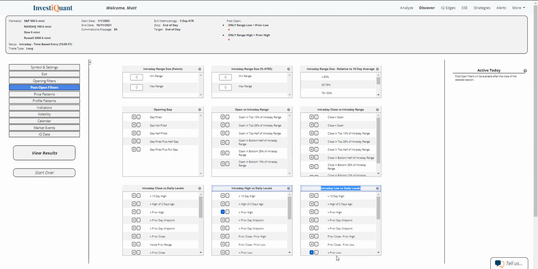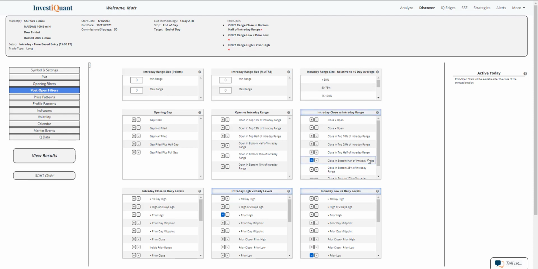And then the other filter that I want to use for this one, which really makes a big difference in this pattern, is where you are trading within the range. Currently we're trading in the bottom half of the range, so I'm going to add that. Equals here, close in bottom half of the range. That means that the price at the time of entry, which I've got set to 3 o'clock, is below the midpoint of the session. All right, so that is included.